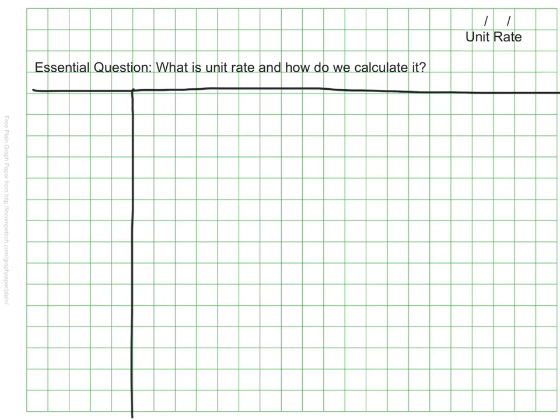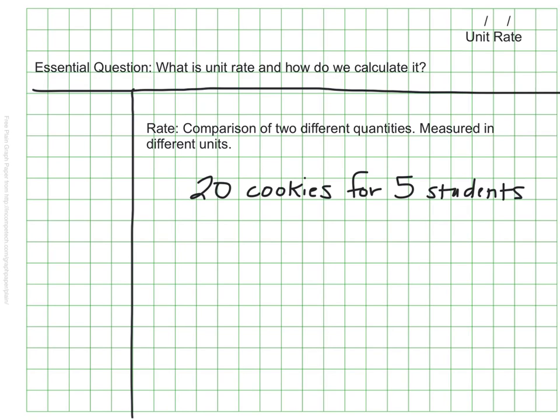We've been working a lot with ratios. Like ratios, rates are a comparison of two different quantities. These quantities are measured in different units. For example, there are 20 cookies for 5 students. We are looking at cookies as one unit and our students as a second.